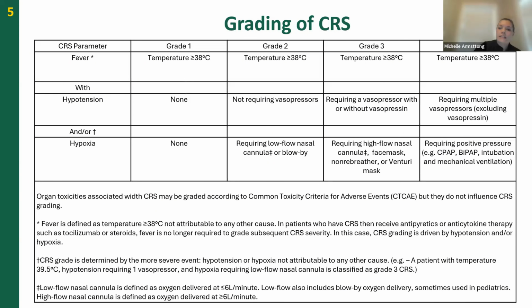Grade 3 escalates to where you're going to require pressors to resolve the low blood pressure. So again, it's not going to respond to just IV fluids, for example. And then high flow nasal cannula could be required, a face mask, a non-rebreather, or a Venturi mask. Grade 4 is going to be fever with low blood pressure that requires multiple pressors, and then oxygenation support that goes as far as CPAP, BiPAP, intubation, or mechanical ventilation.